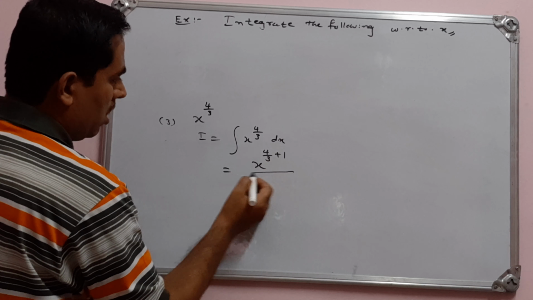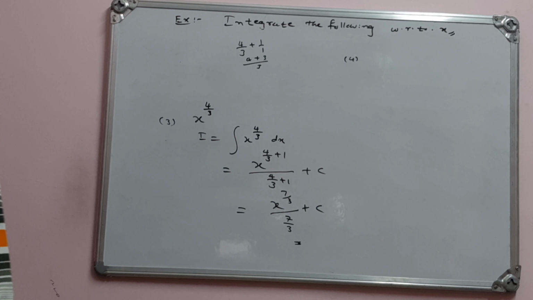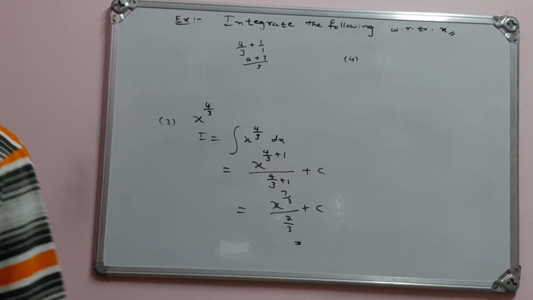So take the LCM, 4 by 3 plus 1. So it will be what? 4 plus 3 divided by 3. So that will be 7 by 3. So 7 by 3 divided by 7 by 3 plus c. This will be the final answer. I will bring this 3 to the numerator. It will be 3 by 7. Okay, let us stop at this. Then let me take up another problem. Observe carefully. These are very simple examples.